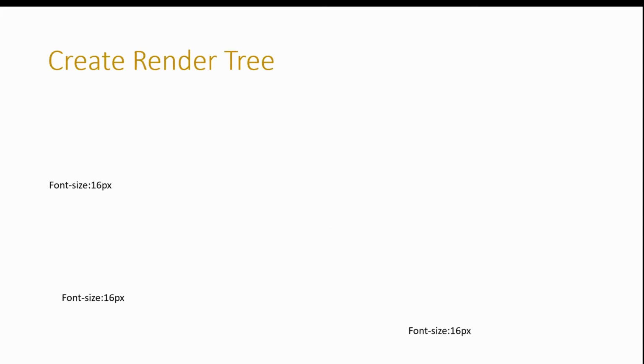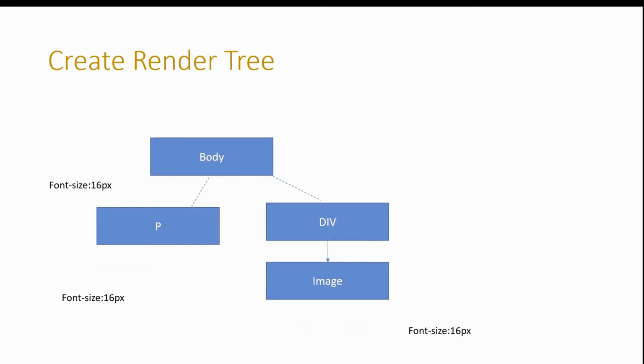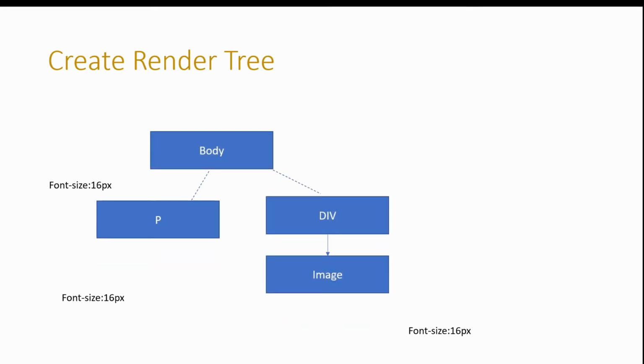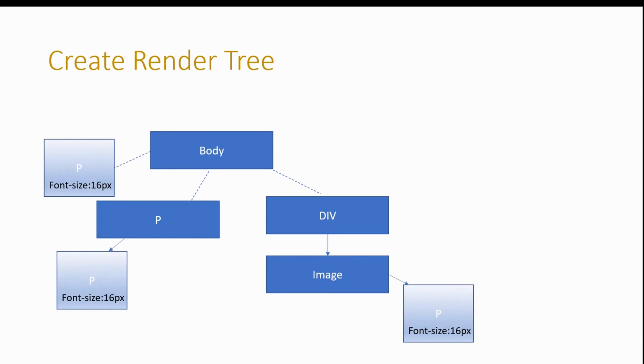After completing the DOM, CSSOM, and executing the JavaScript, the browser finally creates a render tree. The render tree combines the HTML elements, the CSS styles, and the JavaScript. So it's ready to render.